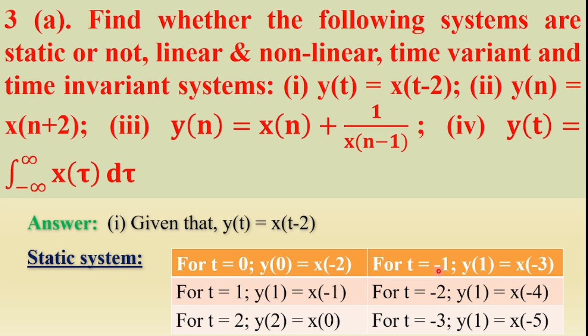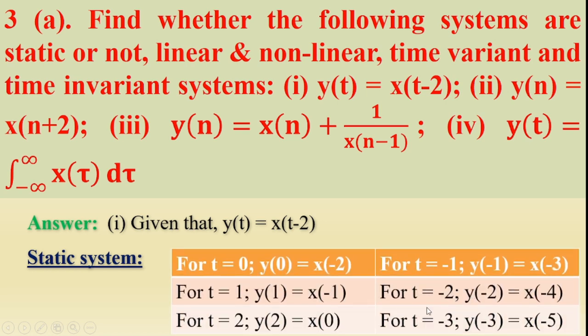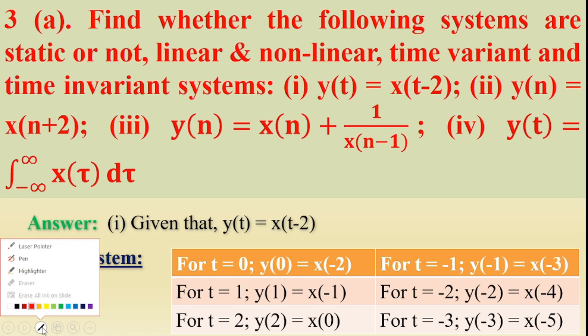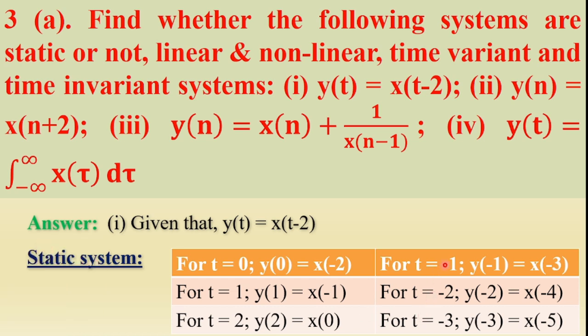And substitute t is equal to minus 1. Now here the present value is t is equal to minus 1. Substitute t is equal to minus 1 in this equation, then y of minus 1 is equal to x of minus 3. So here the present value is minus 1 and x of minus 3 is the past value. So the output of the system here also depends on past values of the input. So the given system is dynamic system.